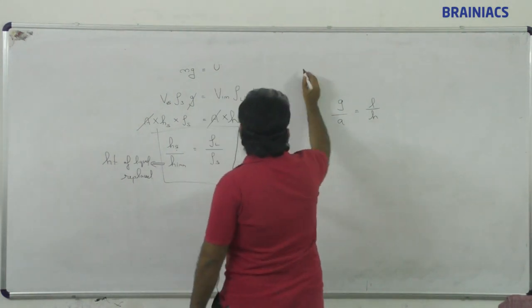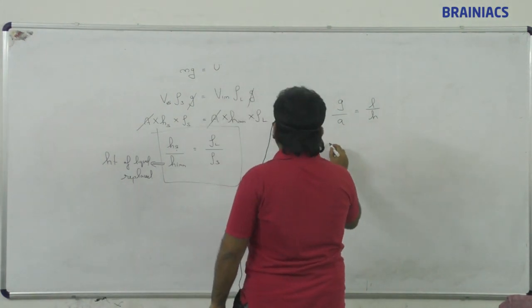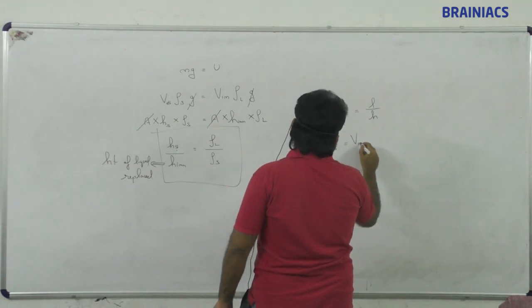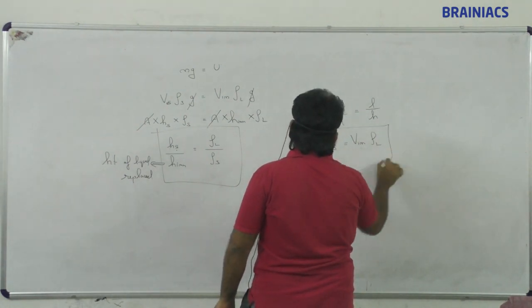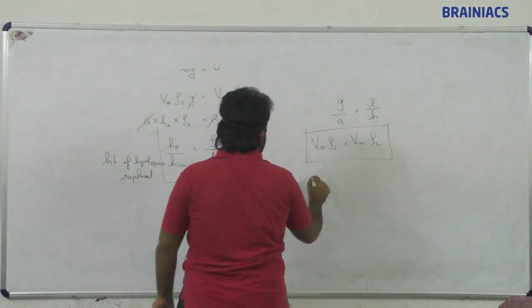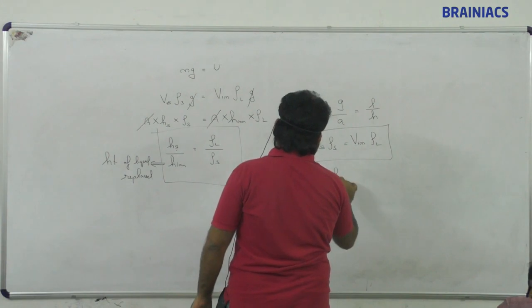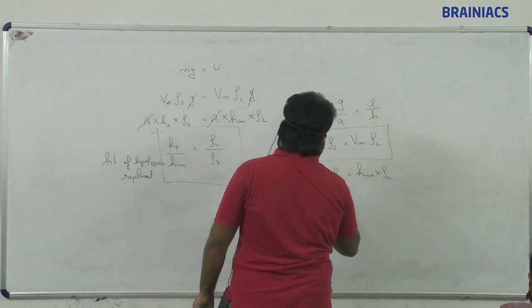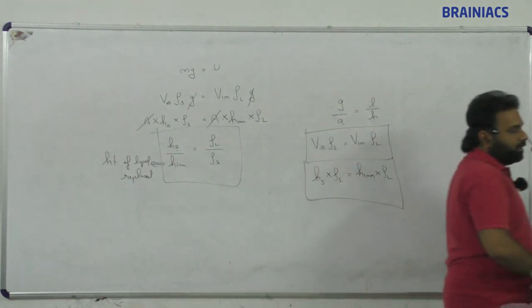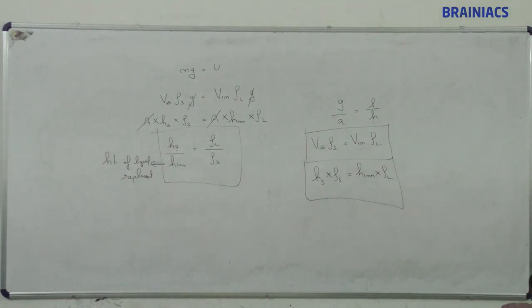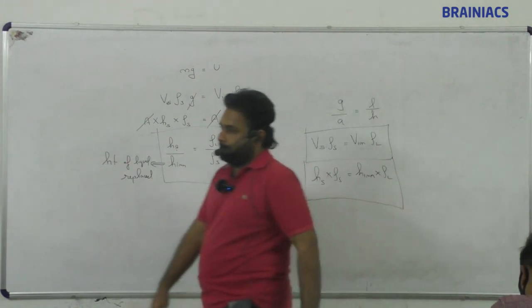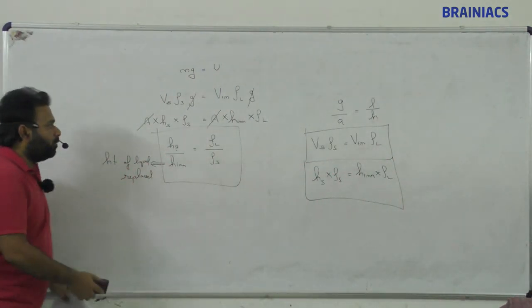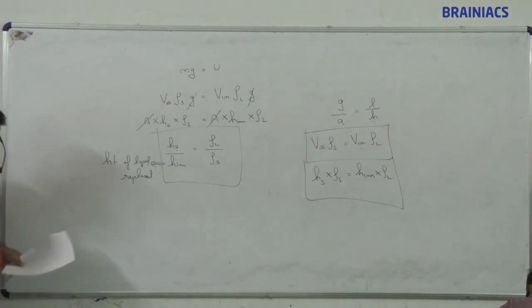So one relation is volume of the solid into density of the solid is equal to volume of immersed into density of the liquid. In the same way, height of the solid into density of the solid is equal to water replaced into density of the liquid. In this way also you can remember them. Okay children, fine. So I will give one question. Just remember this data and do it.